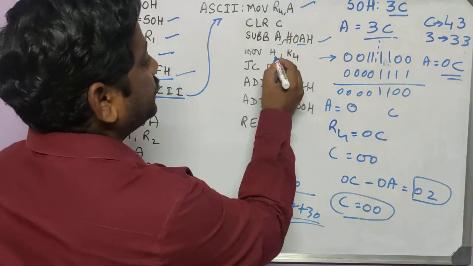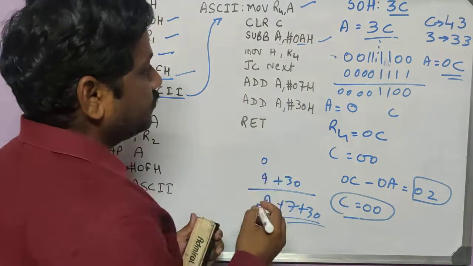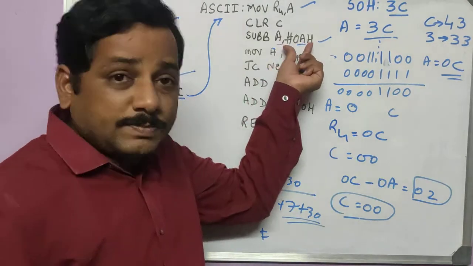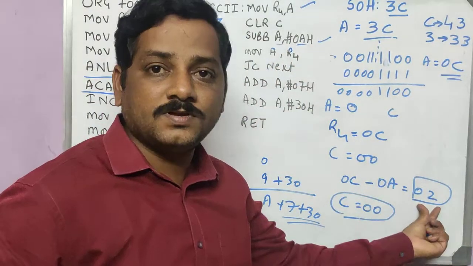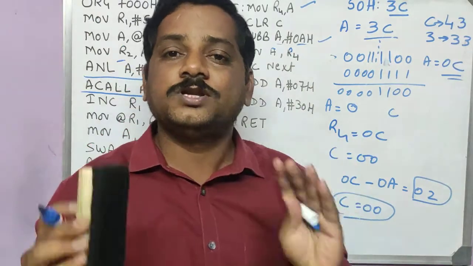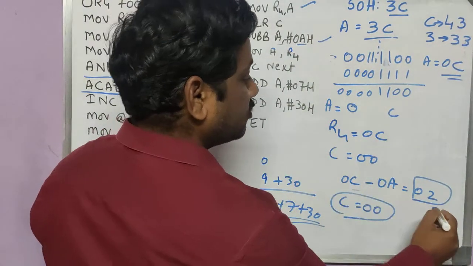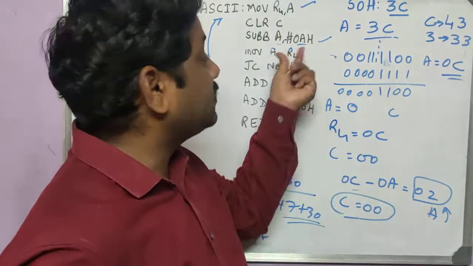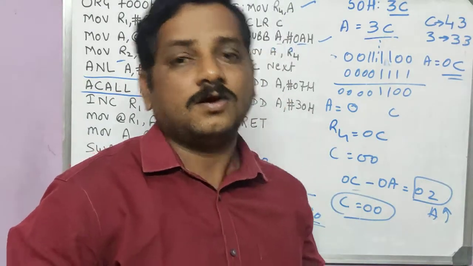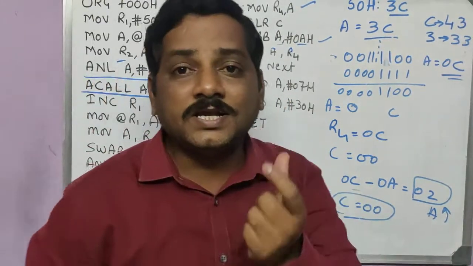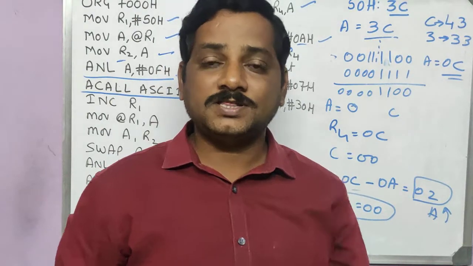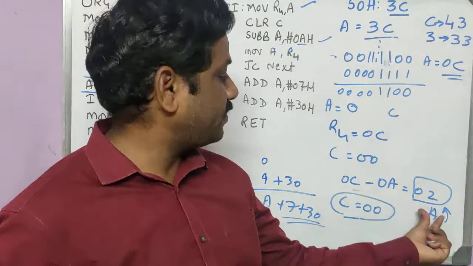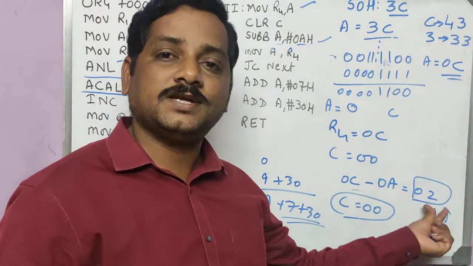Before that, you should write this line here, which is most important: MOV A, R4. Let me tell you what this is. Once you subtract, you got accumulator as 02. Whenever you subtract, the result is stored in accumulator. But I don't want that 02 here. I am subtracting only to check whether there is a carry or not, and based on that carry I decide whether to add 7 plus 30 or only 30. So this is not required, but the accumulator will be changed because of subtraction.